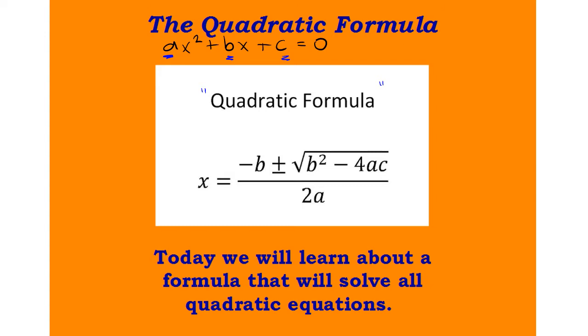Then it will give us two solutions where one is going to be the plus version and the other one is going to be the minus version for the same formula. Then we are going to end up with two results.